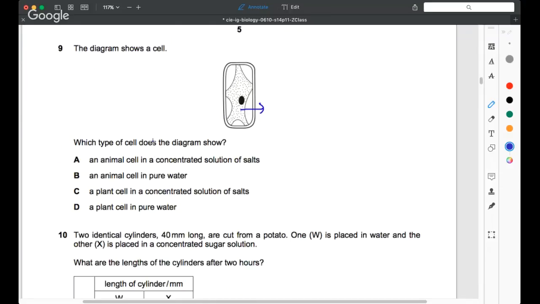So the diagram is not an animal cell. We can rule out A. It's still not an animal cell. We can rule out B. It's a plant cell. So it's one of these two. If it's a plant cell in pure water, then we'd have water moving into the cell. So it can't be this one. So it's got to be C.